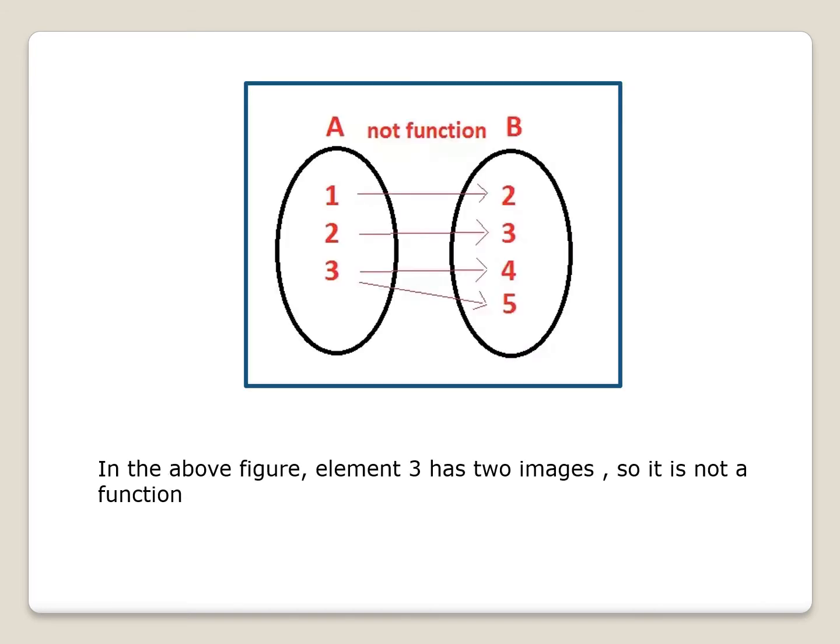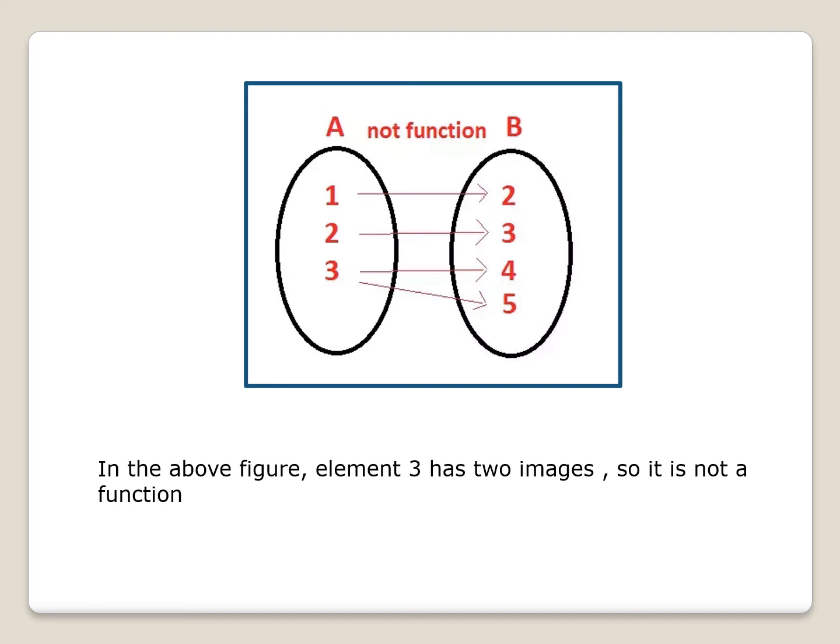Have a look at this example. Here again we have two sets A and B. A contains the elements 1, 2, 3 and B contains the elements 2, 3, 4, 5. Now all the elements in the set A are mapped. 1 is mapped, 2 is mapped and 3 is mapped. 1 is mapped to 2, 2 is mapped to 3, but 3 is mapped to 4 and 5. That is two elements in the set B.